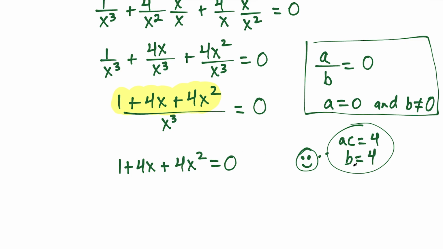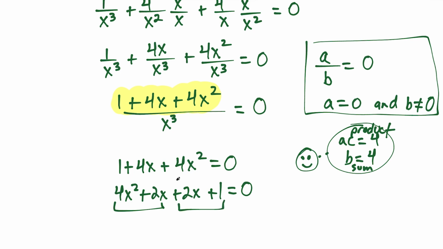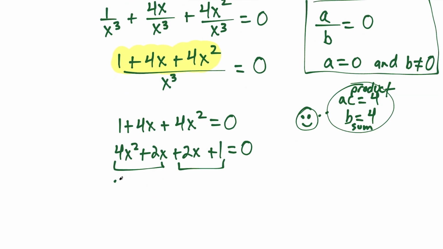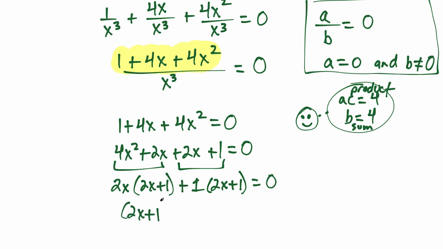So I'm looking for two numbers that have a sum equal to 4, and the numbers also have to have a product equal to 4. So the numbers that would work here would be 2 and 2. So I'm going to rewrite this as 4x squared plus 2x plus 2x plus 1 equals 0. You might just be able to look at that and say 2x plus 1 squared, but let's say that wasn't obvious, then you could use the AC method, which I'm using right now. So now we take out a 2x, and we're left with 2x plus 1. And then I'm going to write plus 1 times 2x plus 1, because now when we factor, we're going to have 2x plus 1 times the leftover 2x plus 1 is equal to 0.